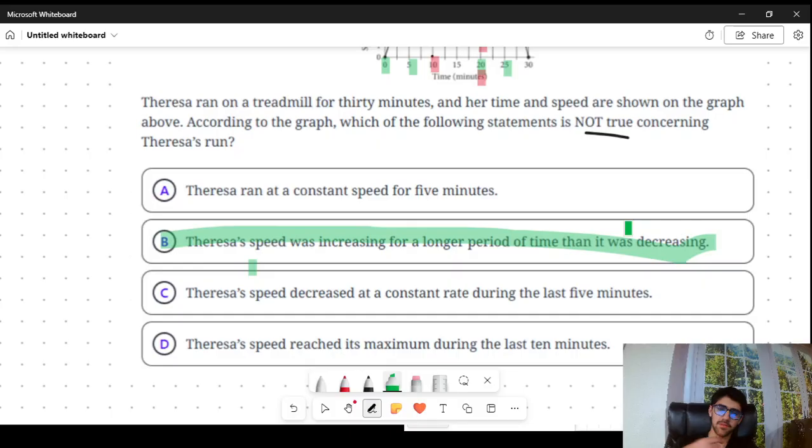So always just make sure, because personally, I always get confused on the not true questions. I'll find something that's false, and then I forget that the question is asking for something that is not true. Let's just check the remaining answers.